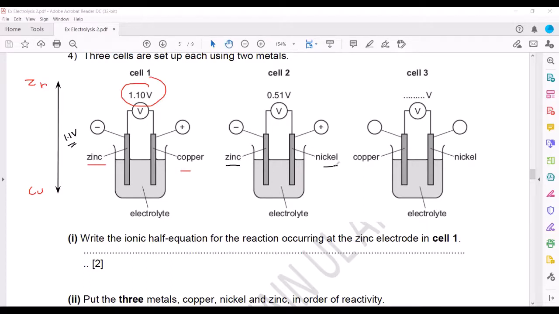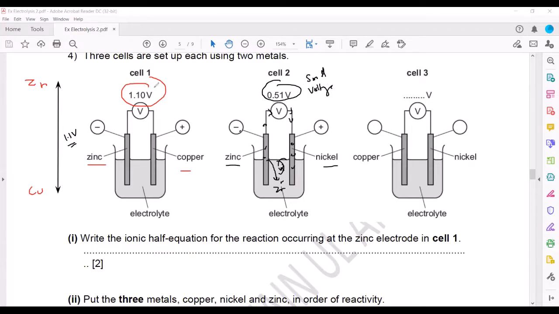Then we use zinc and nickel. As zinc is negative, the same thing happens. The zinc atom turns into a zinc ion. Electrons travel toward the nickel surface. So hydrogen will gain those electrons to form hydrogen gas. But when you check the difference in reactivity, the voltage produced is only 0.51. So what does this give an idea of? This gives an idea that the difference in the reactivity of zinc and nickel is small. That's why the voltage produced is small.